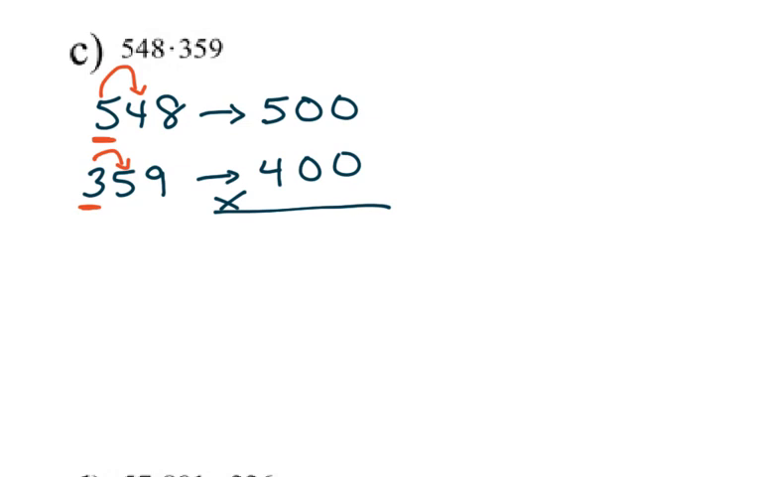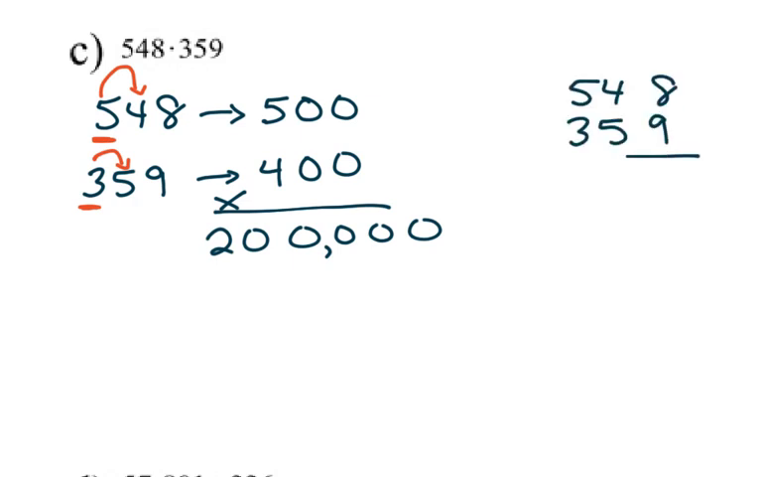5 times 4 is 20, and then there are 4 zeros after that. And so our number here is 200,000 as an estimate. For the exact multiplication, I am going to use the traditional algorithm to multiply these two numbers together. 8 times 9 is 72.